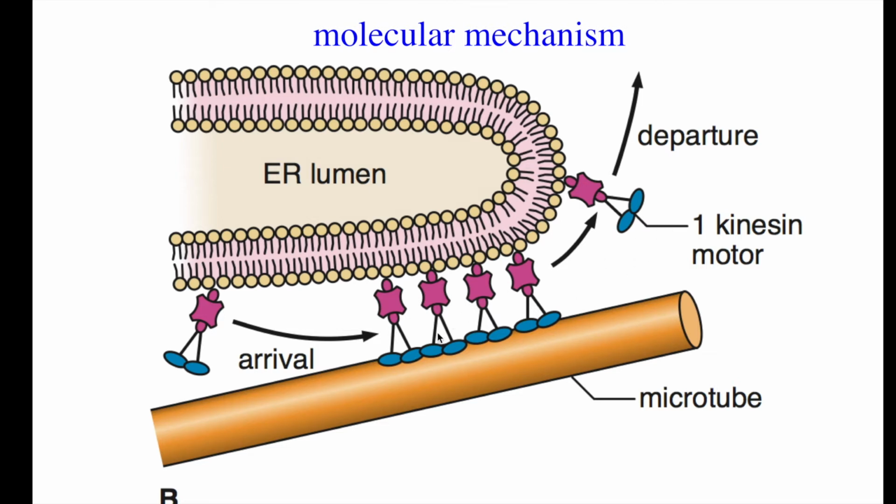And kinesin molecules can walk on microtubules. Microtubules have a plus end and a minus end, and kinesin always walks toward the plus end, and dynein, the other molecule, walks toward the minus end. And in real live cells, kinesin and dynein are used to move things around inside the cell.